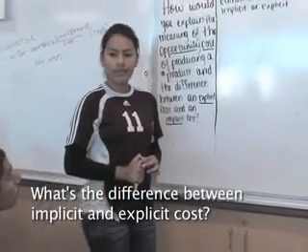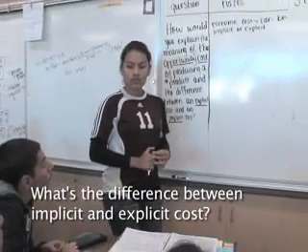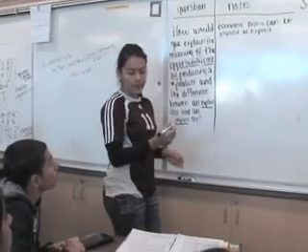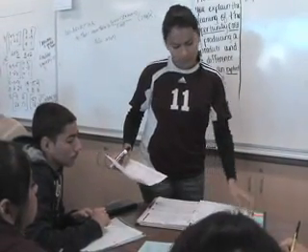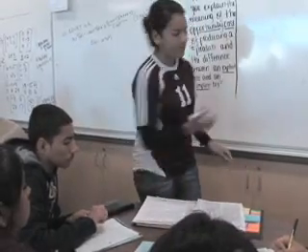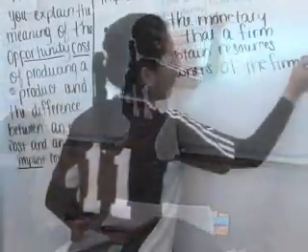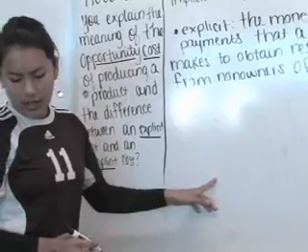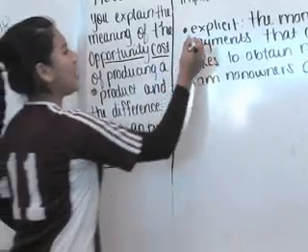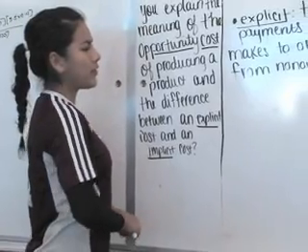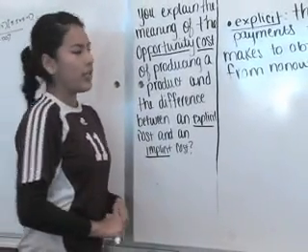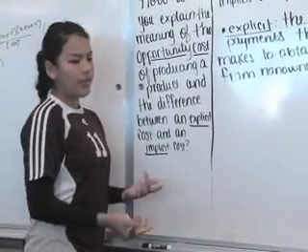What's the difference between... Well, I'd have to first define them. I'm going to write down the definitions. Okay, so explicit cost is the monetary payments that a firm makes to obtain resources from non-owners of the firm. So an explicit cost is what an owner actually pays.